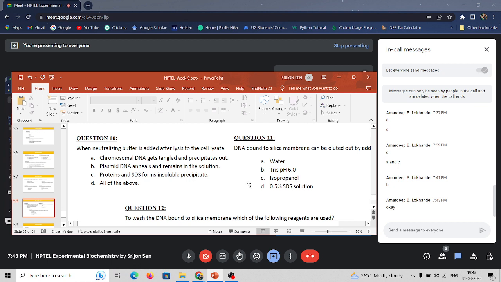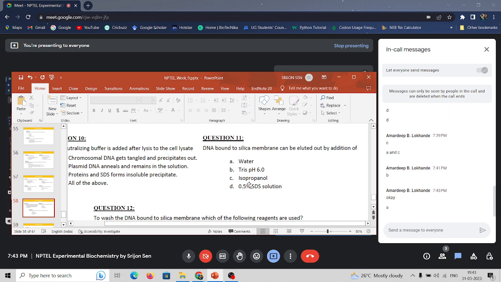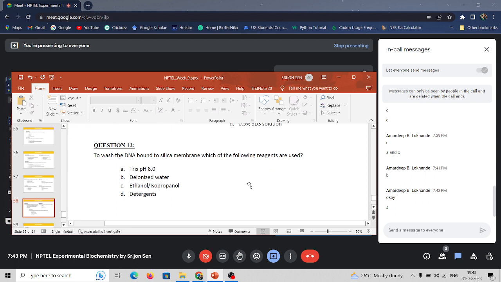Okay. Now, DNA bound to silica membrane can be eluted out by the addition of. It is a very easy question. Yes, water, I just explained. To wash DNA bound to silica membrane, which of the following reagents are used? How do you wash silica membrane?